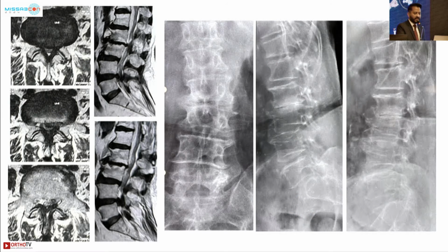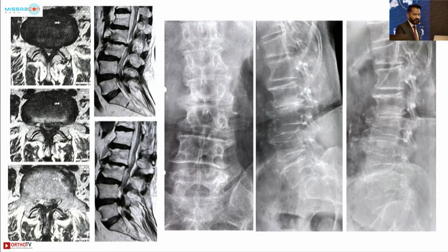Good is better than best. So this was a 70-year-old lady having severe left-sided leg pain. If you see the X-ray, she is having degenerative scoliosis, multilevel degeneration. Now the question here is whether you want to fuse it all with the conventional approach, or do we have something else? Yes, we have endoscopy here.